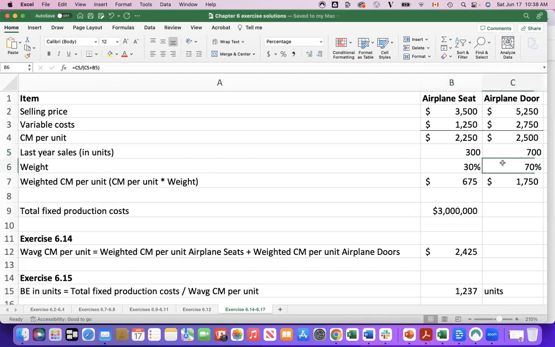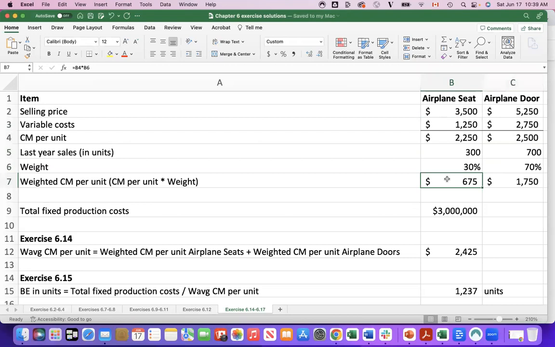So what we do is we want to calculate the weighted contribution margin per unit for each product. So remember, how do we calculate contribution margin per unit for each product? We take its selling price. So let's look at the example for the seat. Selling price was $3,500. Variable costs were $1,250. So the contribution margin per unit of the seat was $2,250. We want to apply a weight or a factor to that represents how much of the total sales volume that seat makes up. It makes up 30% of total sales, as we just discussed here.